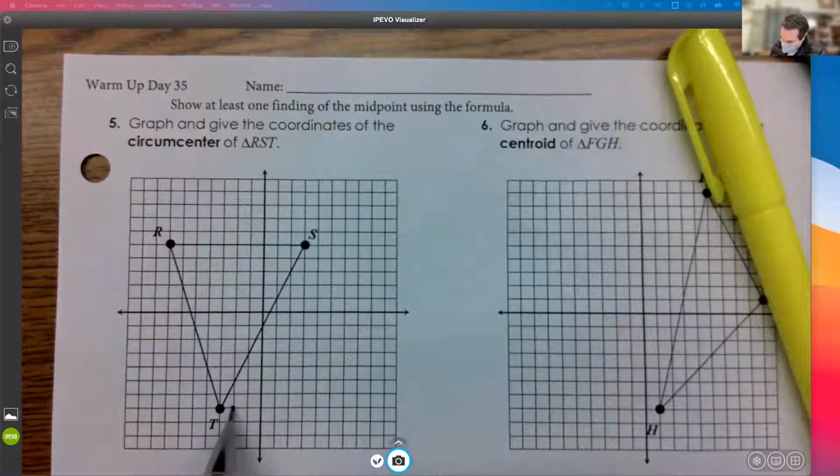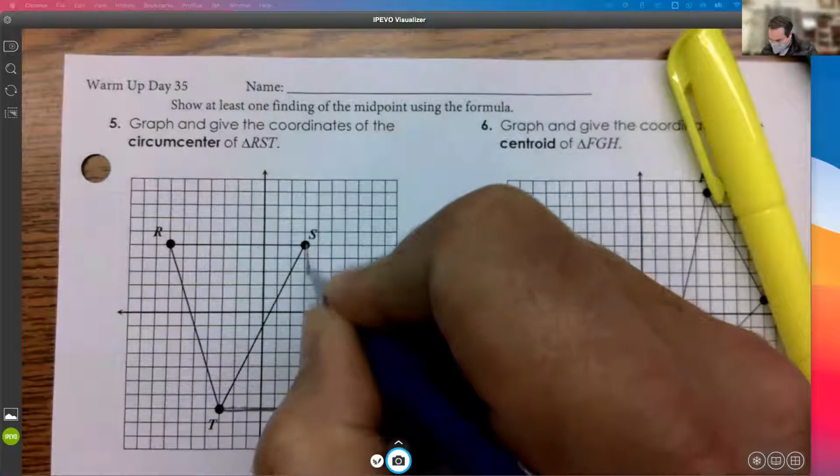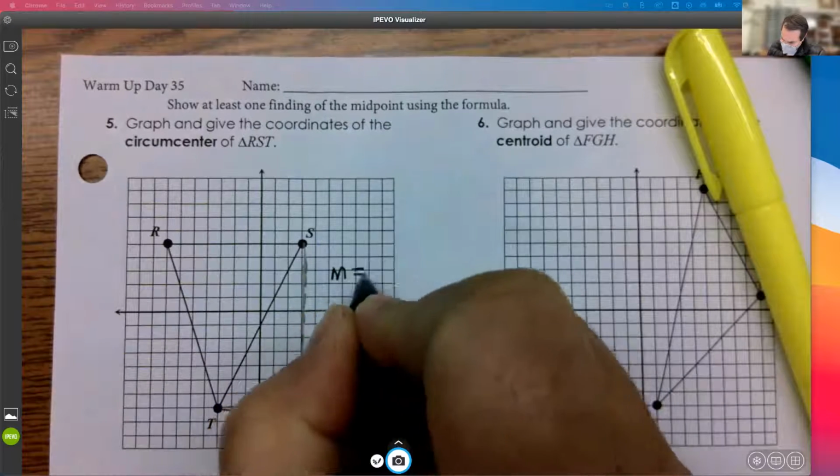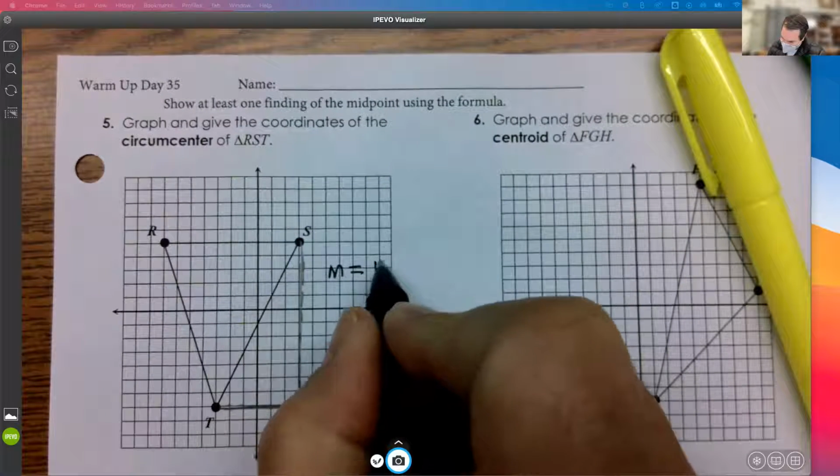So this side is 12 and this side is 6. And so we're going to match. This side is 6. So then do it twice and it fits. So that's the middle.